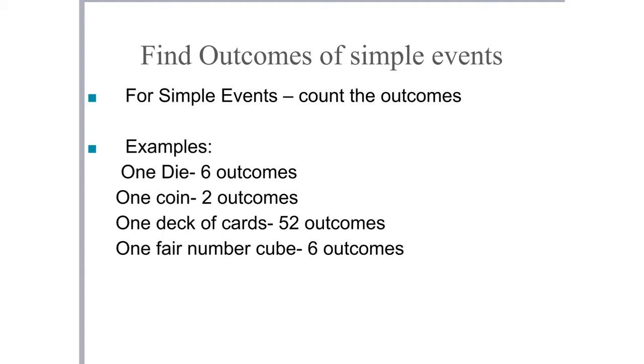When we talk about the outcomes of simple events, it counts the outcomes. So examples would be one dice or one die, there are 6 possible outcomes. One coin, there's 2 possible outcomes. One deck of cards, there are 52 possible outcomes. And one fair number cube, which is very similar to a die, there are 6 outcomes.